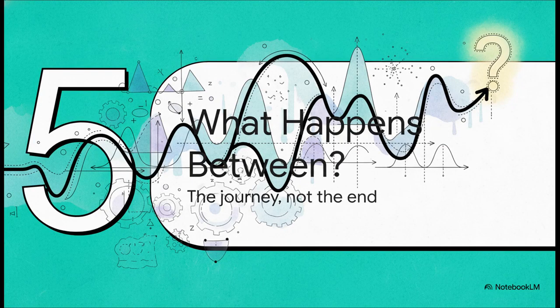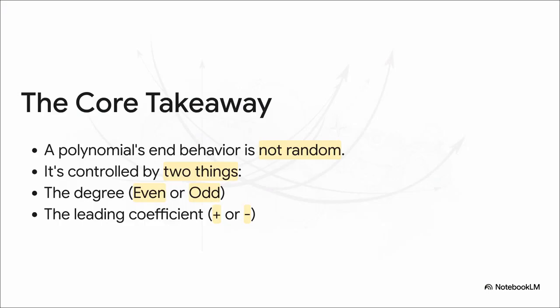And that brings us to our final section. What happens in between? We have totally cracked the code on where the graph starts and where it ends, but what about the journey itself? So if you take away just one thing from all of this, let it be this.